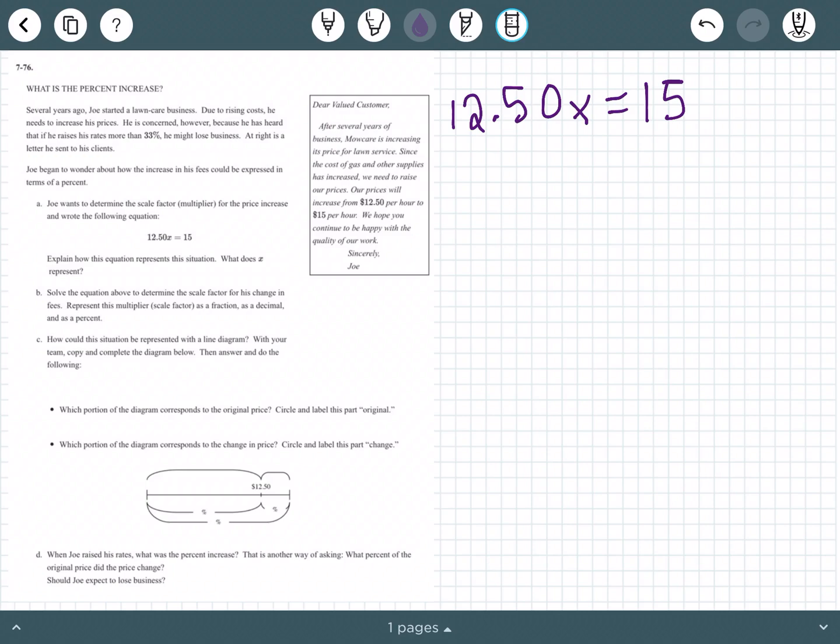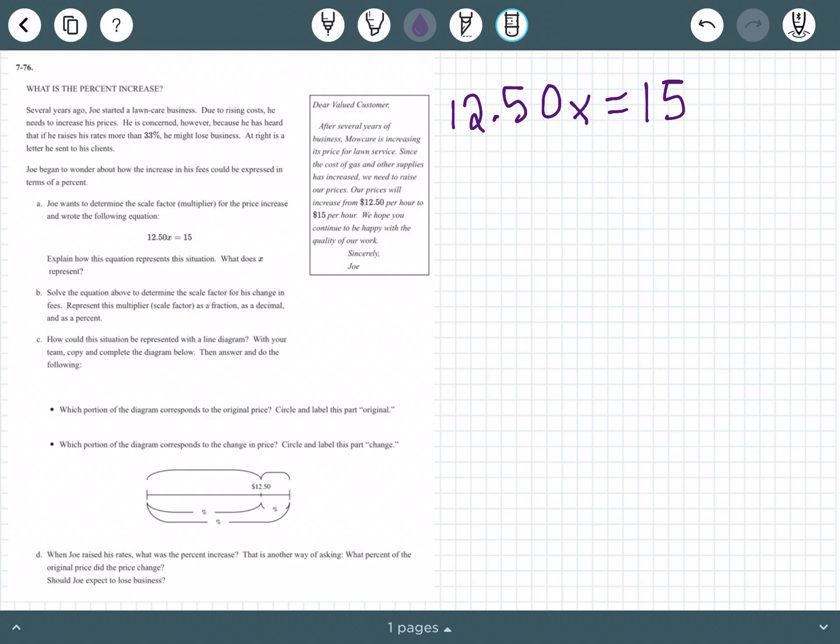76. What is the percent increase? Several years ago, Joe started a lawn care business. Due to rising costs, he needs to increase his prices. He is concerned, however, because he has heard that if he raises his rates more than 33%, he might lose business. At right is a letter he sent to his clients.